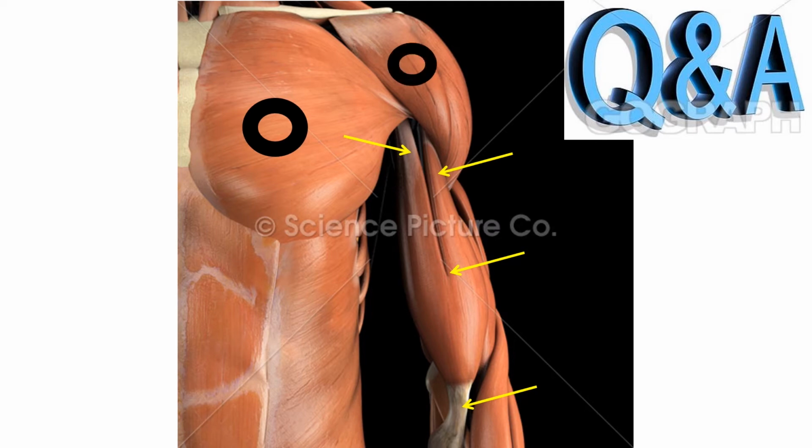And what is this? This is the deltoid muscle, and the two heads of the biceps can be found between pectoralis major and deltoid. And lower down we see the biceps tendon, and the muscle lateral to it is brachioradialis.